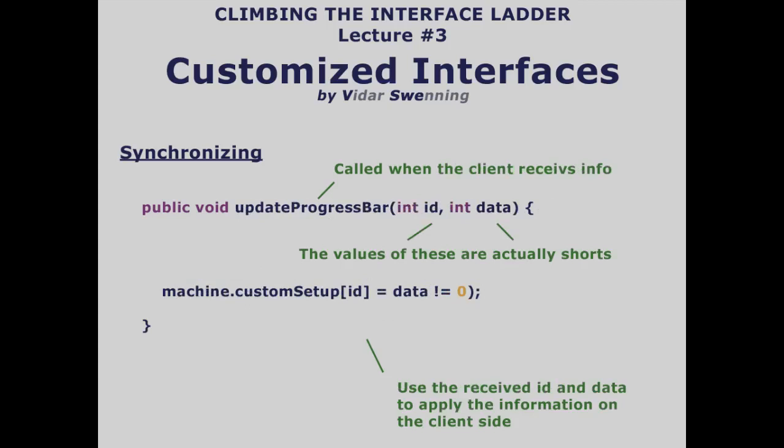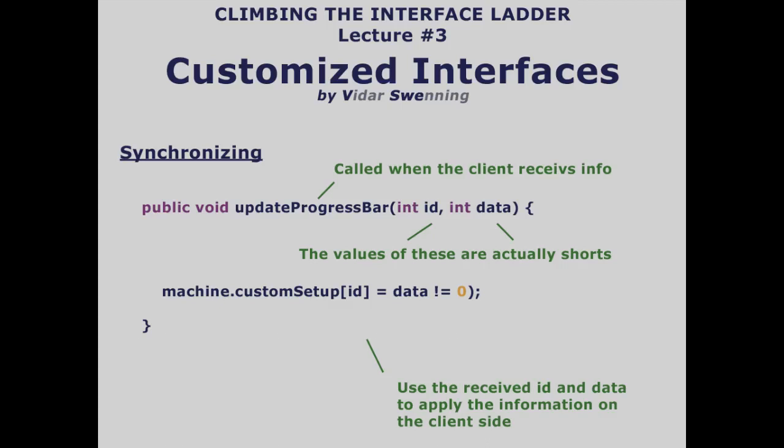Then we use the updateProgressBar method, and this is on the client side. We get the synchronized data, the ID and the data that was sent, and observe that the values of those are actually shorts. Even though they are defined as integers here, we can't synchronize something that is not a short. It will be synchronized as a short. Then when we get the data and the ID, we can use that to apply the information on the client side.